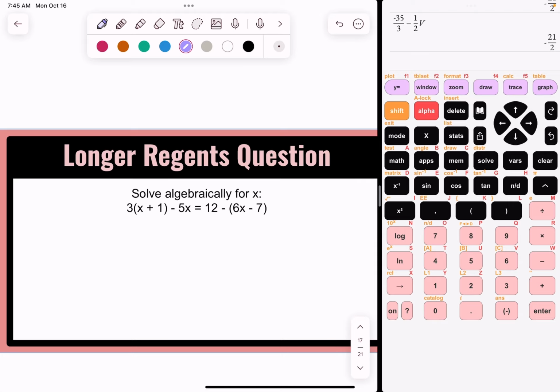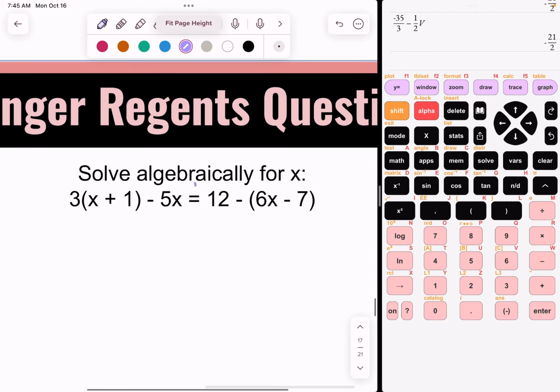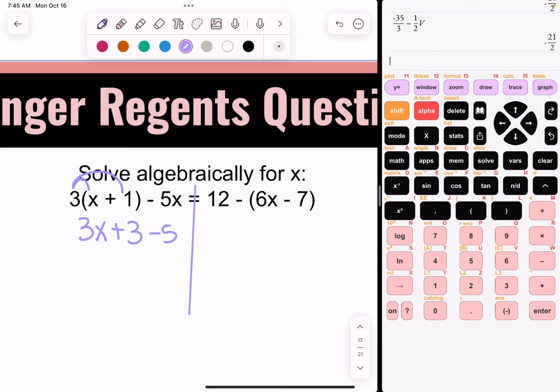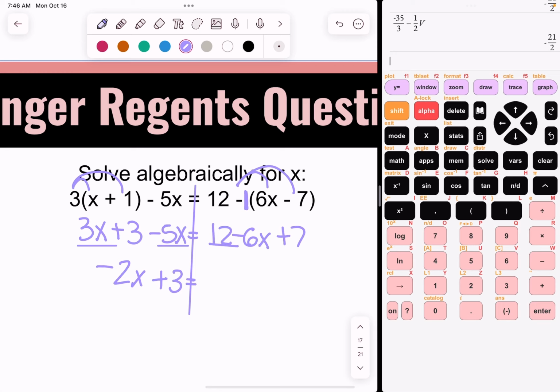Let's look at this longer question. It's just longer because there's more combining like terms and distributive property. 3 times x is 3x. 3 times 1 is 3 minus 5x. Then we have 12. There's a negative 1 here. Negative 1 times 6x is negative 6x. And negative 1 times 7 is positive 7. All right. Now I see 3 things on each side, which means I'm definitely going to have to combine like terms. 3x minus 5x is negative 2x plus 3. 12 plus 7 is 19 minus 6x.